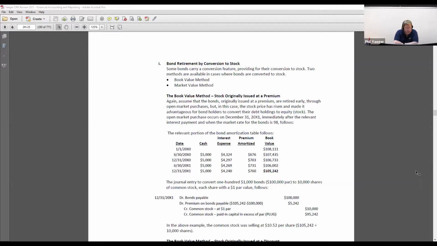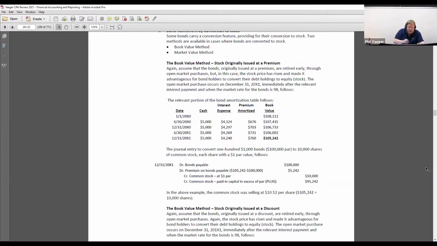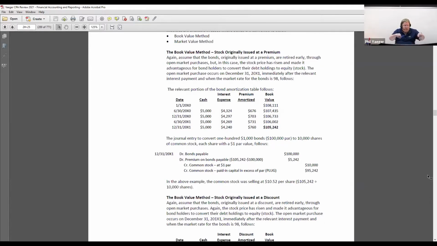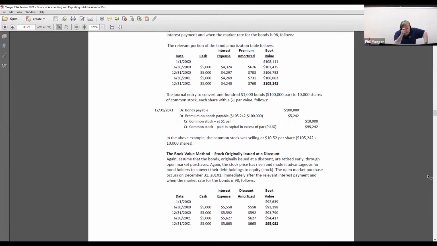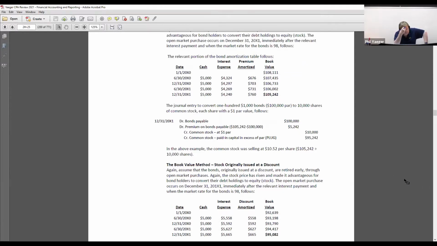Now, the journal entry. We're doing the book value method here. We're going to convert the $100,000 of bonds to 10,000 shares of common stock, each share with a $1 par value. So what we're doing is we're taking the book value of the bonds. And when are we doing this conversion? On what date? The end of the year, 12/31/X1. So we have to get rid of the bonds.